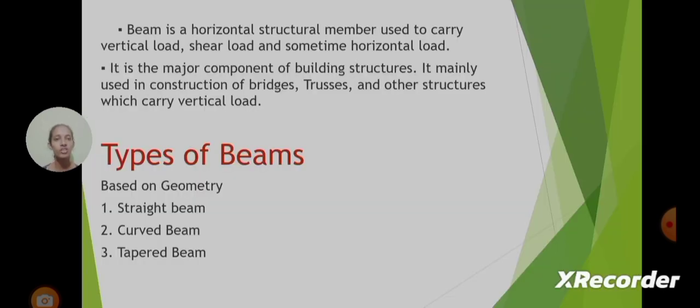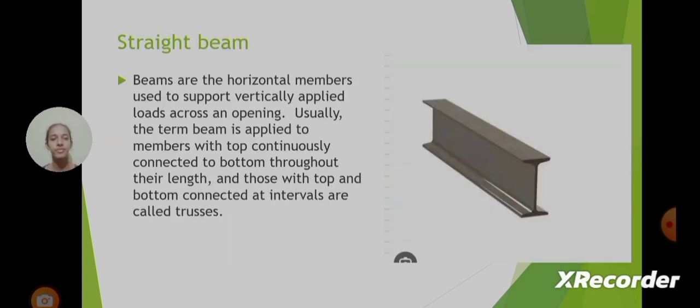A beam is a horizontal structural member used to carry vertical load, stress load, and sometimes horizontal load. It is the major component of building structures. It is mainly used to construct bridges, trusses, and other structures which carry vertical load. Types of beams based on geometry: straight beam, curved beam, tapered beam.